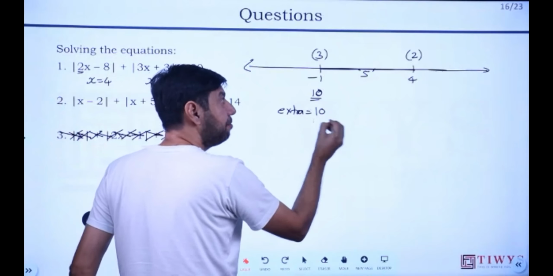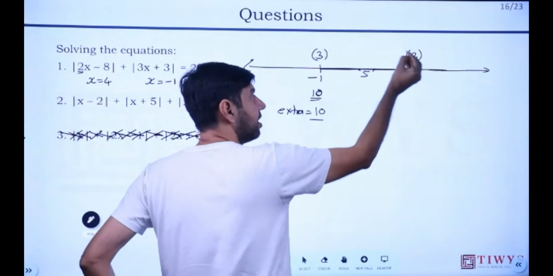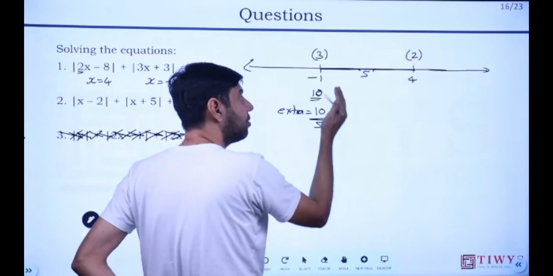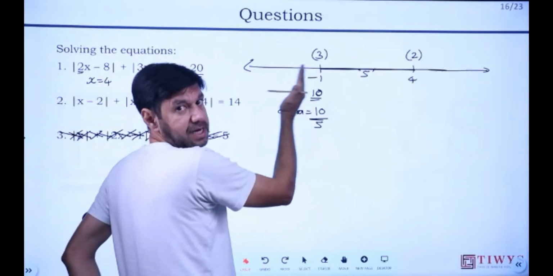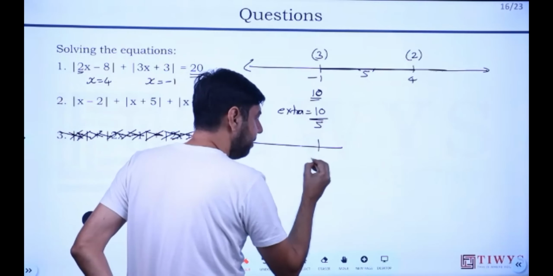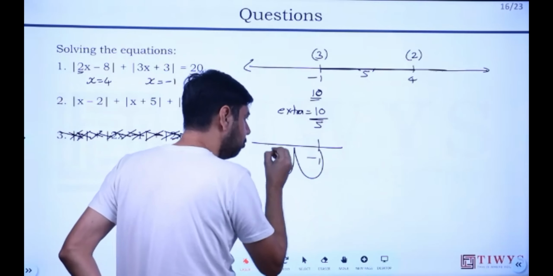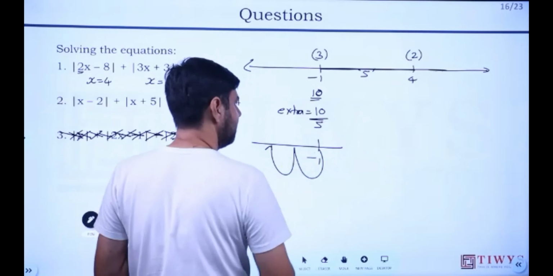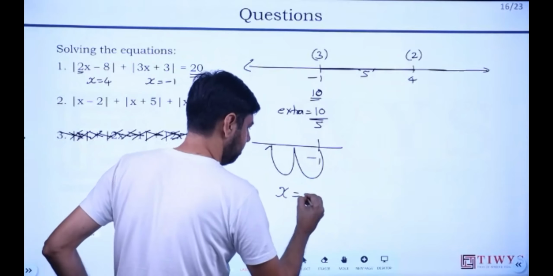How many people are there? Total people 3 plus 2, 5 people. So extra 2 each, we have to go in this direction. So beyond -1, we have to go a distance of 2. So where will you reach? -3. So that is one solution.